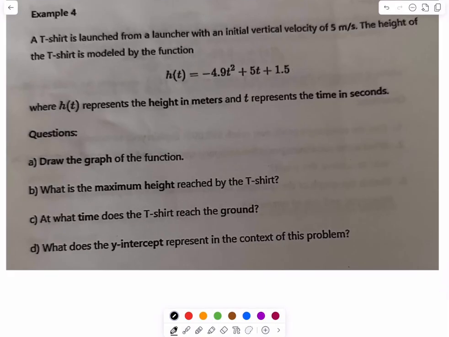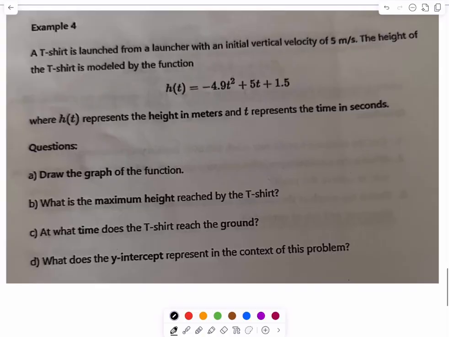We have this question that comes from College Algebra 2. This is our example 4 from this text. It says a t-shirt is launched from a launcher with an initial velocity of 5 meters per second. The height of the t-shirt is modeled by this function, where h represents the height in meters and t represents the time in seconds. Draw the graph of the function.